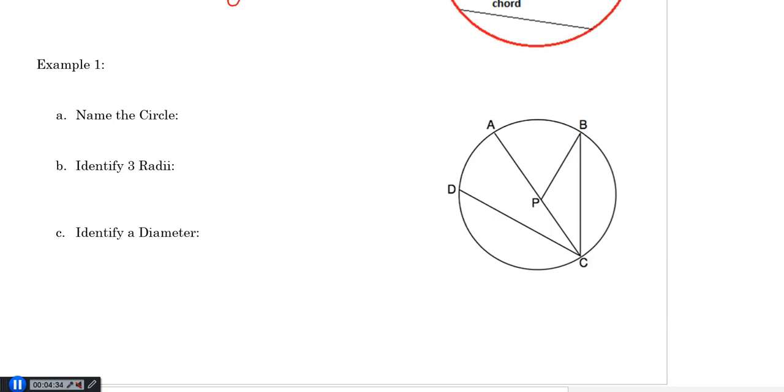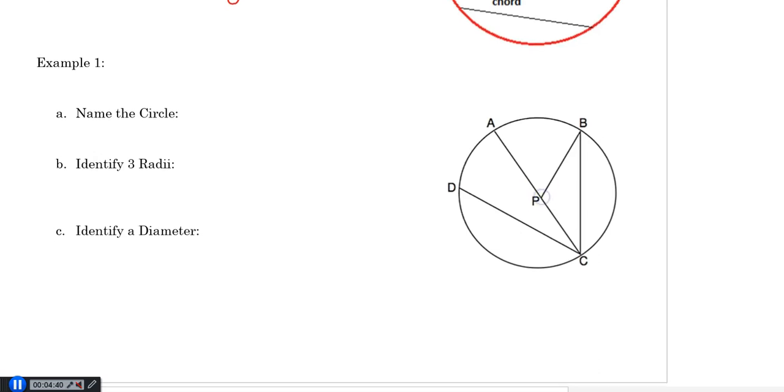So the first one says name our circle. So our circle here is named by our center. Our center is right here at P. So this is just going to be circle, draw a circle, capital letter P, whatever's in the center.